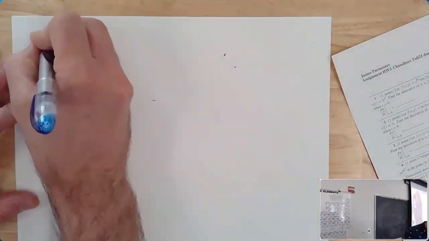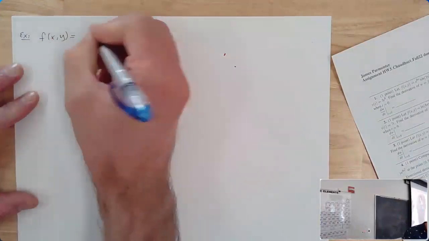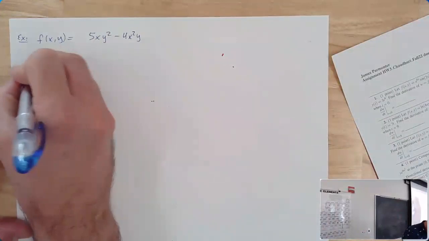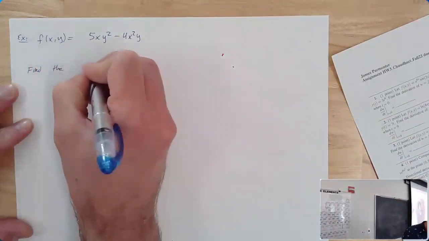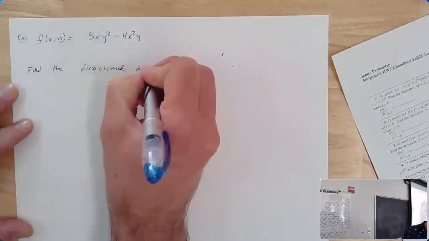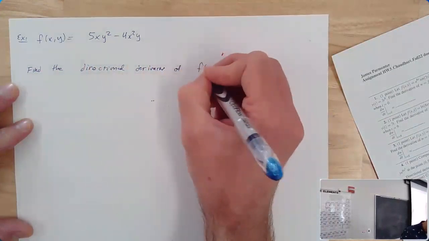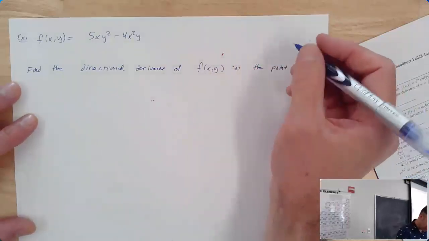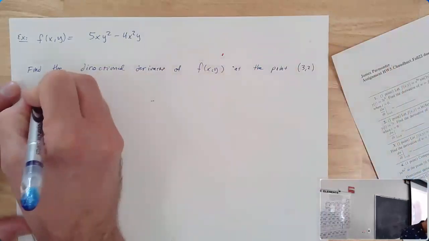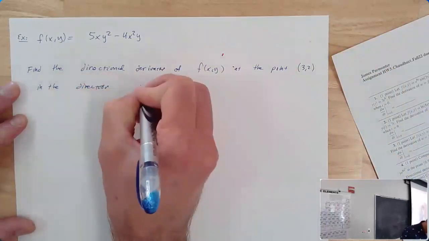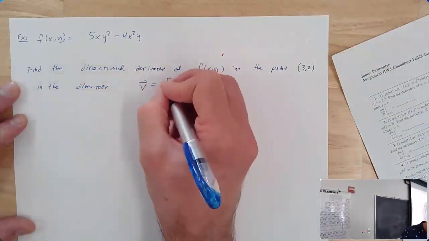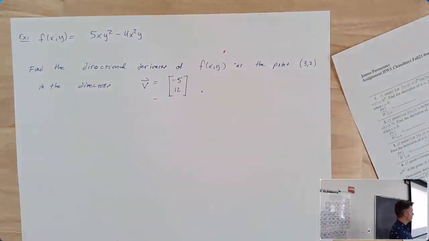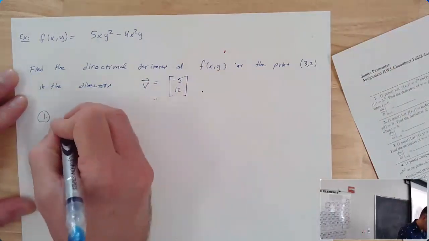The function f of x, y is equal to 5xy squared minus 4x squared y. And we want to find the directional derivative of f of x, y at the point, sure, let's make it a little more interesting, let's go 3, 2, in the direction of v equal to -5, 12. Okay, so here are the steps. Step 1, find the gradient.